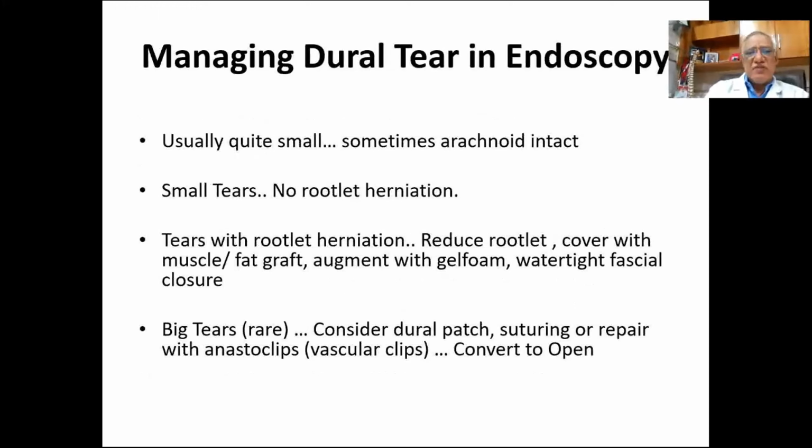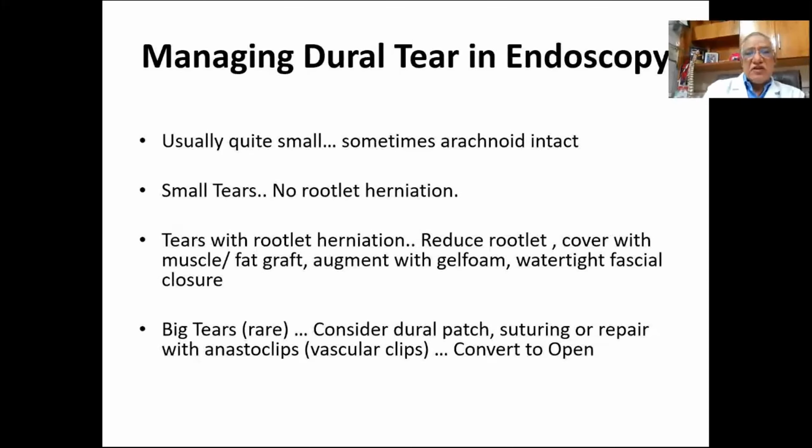They are around 5 millimeters or so. Tears are so small that they can be simply addressed by a simple fat graft or by the use of a gel foam. Small tears with no rootlet herniation really don't need any active intervention except for watertight closure. But tears with rootlet herniation need the rootlets to be reduced and then the defect covered with a muscle or fat graft, or augmented with a gel foam, followed by watertight fascial closure.